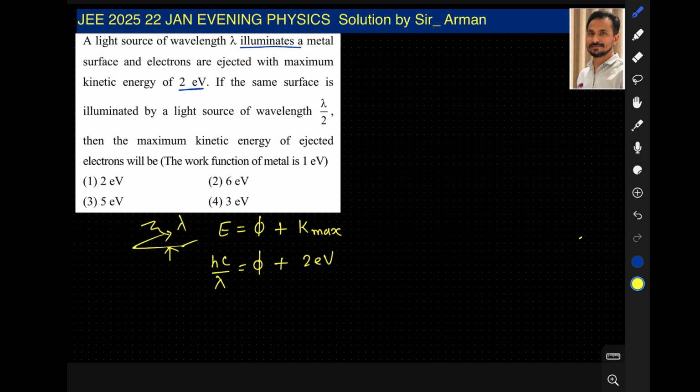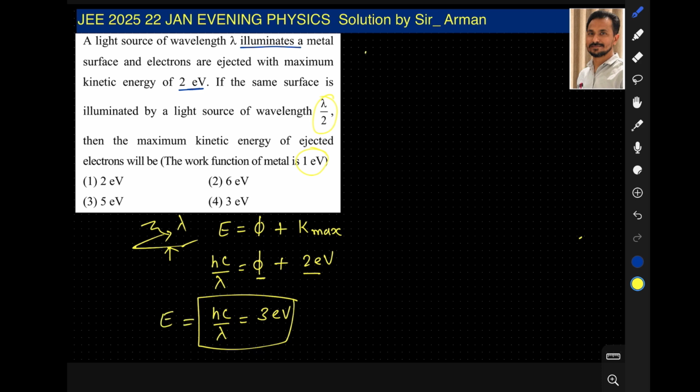Now in the other part of the question, if the same surface is illuminated by a light source of wavelength lambda by 2, then what will be the maximum kinetic energy of the ejected electron? The work function of the metal is 1 eV. Here the work function is given. So here hc by lambda is equal to 1 eV plus 2 eV, that is 3 eV. This is the incident energy, which can be written as E.